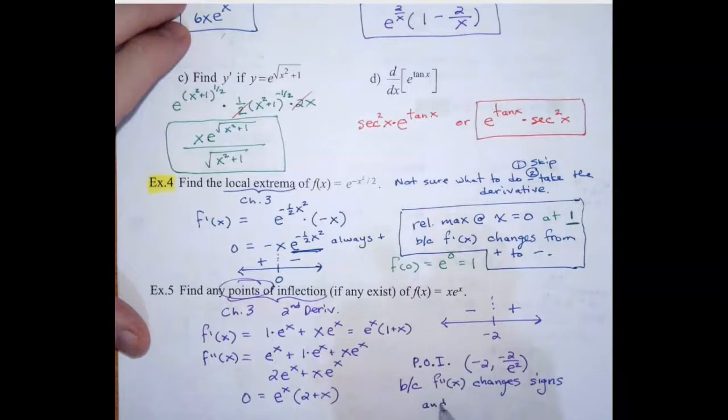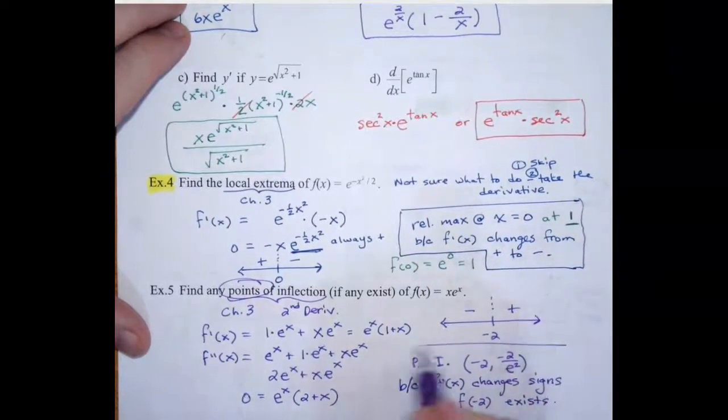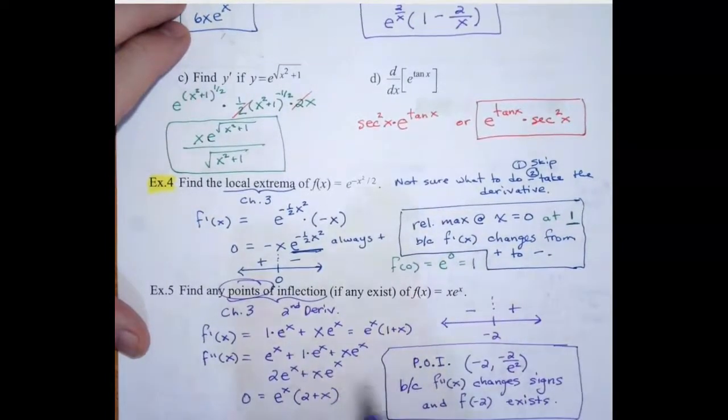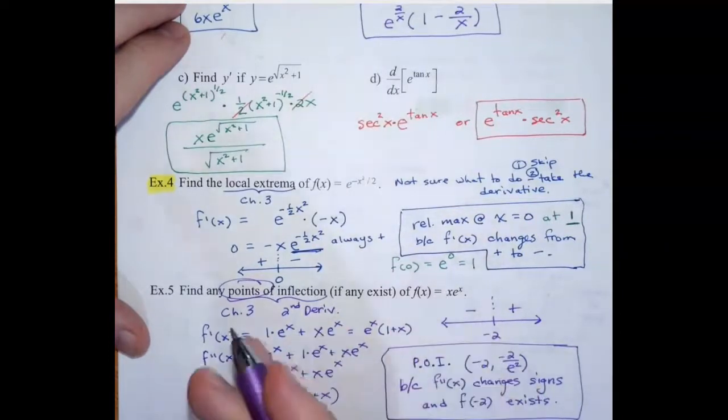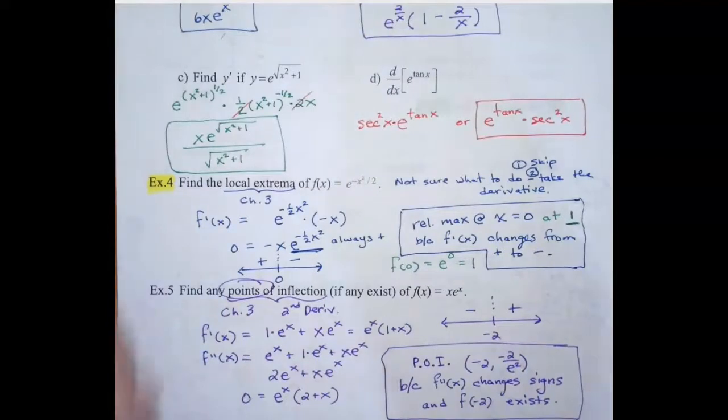And f of negative 2 exists. Okay? So that's combining the new thing we learned today, the derivative of an exponential function, with points of inflection, which we learned about back in chapter 3.